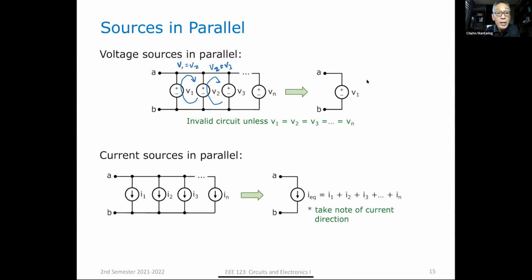Now, when I have current sources in parallel, then it's a different story. My equivalent current will be the algebraic sum of the various currents, where I have to take note of the current direction. So now you can simplify voltages in parallel, voltages in series, currents in parallel, and currents in series. Any question?